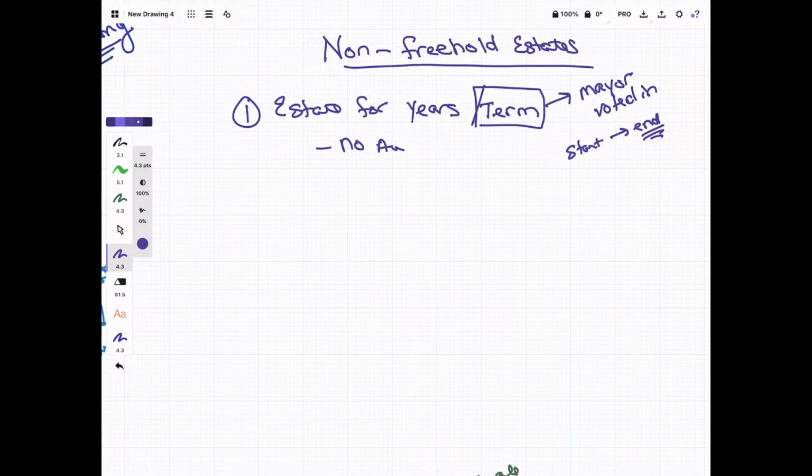No automatic renewal. Is there ever a time when a mayor of a city can just say, oh, I'm staying, I'm not leaving? No. It's for one term. You get voted into one term. That is an estate for years. Also think of vacation rentals.